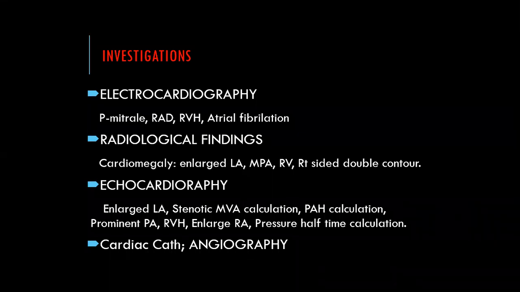And definitely the diagnosis is made on echocardiography. It will say a lot of things, and this will establish the diagnosis. It will look at the anatomy of the mitral valve. You can see calcifications and narrowing. You can measure the mitral valve area. You can calculate pulmonary artery hypertension. You can measure the pulmonary artery. You can measure the right ventricle, establish right ventricular hypertrophy, and see enlargement of the RA. You can measure the pressure half-time for calculation of the severity of mitral stenosis. So echocardiography is basically the main investigation that will establish and differentiate between the various degrees of mitral stenosis, whether this patient has mild, moderate, or severe mitral stenosis.